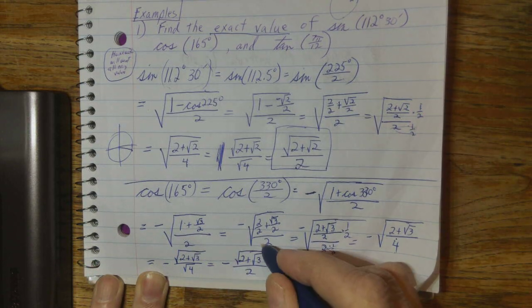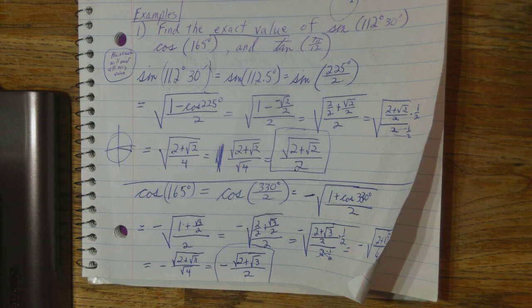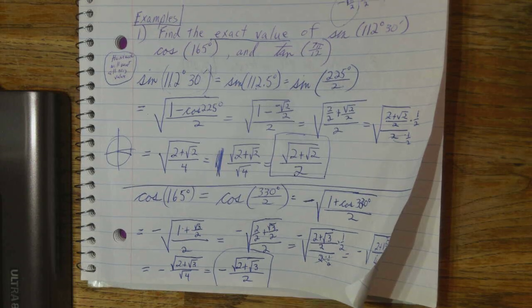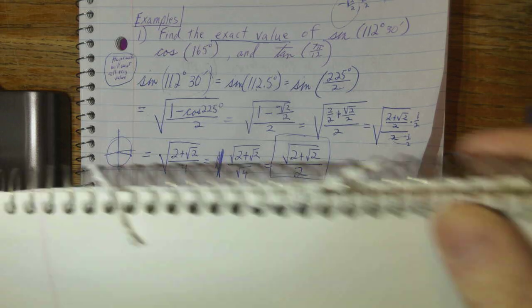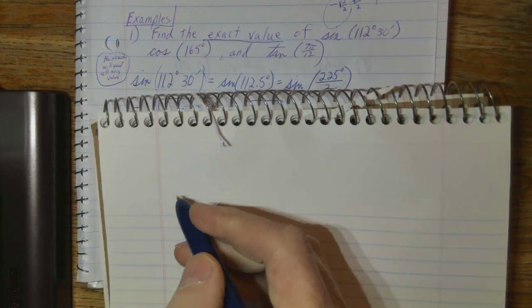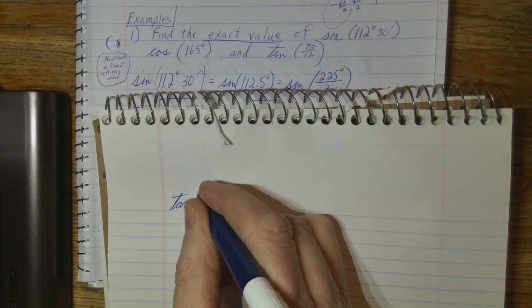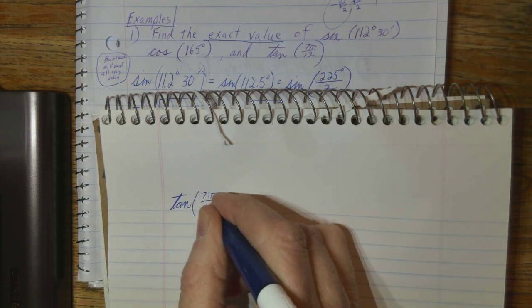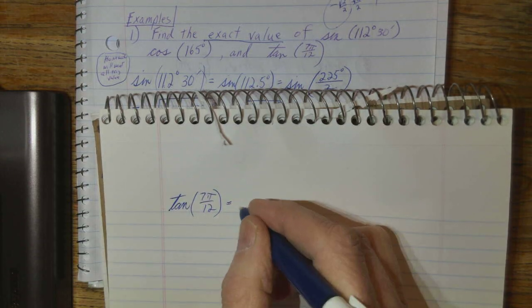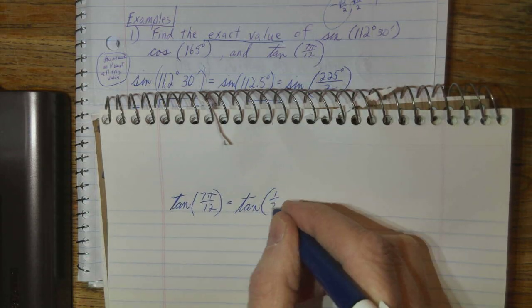When I simplify, I think I'm done. I think that's it. Now, I do have one more problem to do. I don't have room on this page, so I'm going to make room to do tangent of 7 pi over 12. Now this time, instead of dividing by 2, I'm going to take half. And that'd be tangent of 1/2.